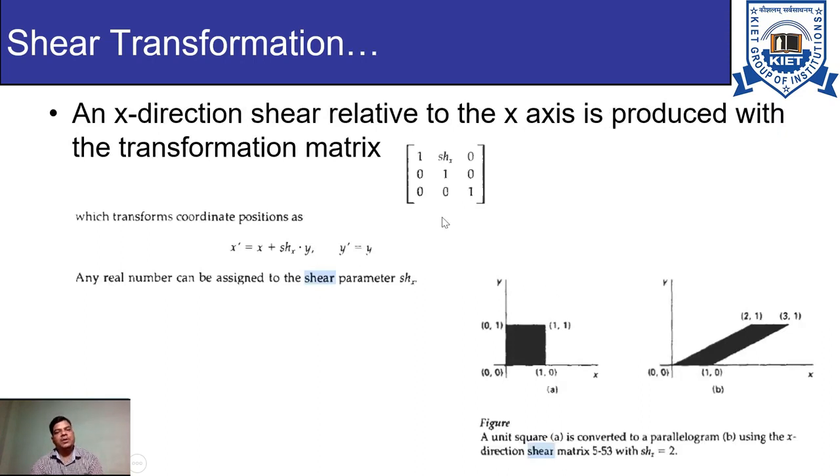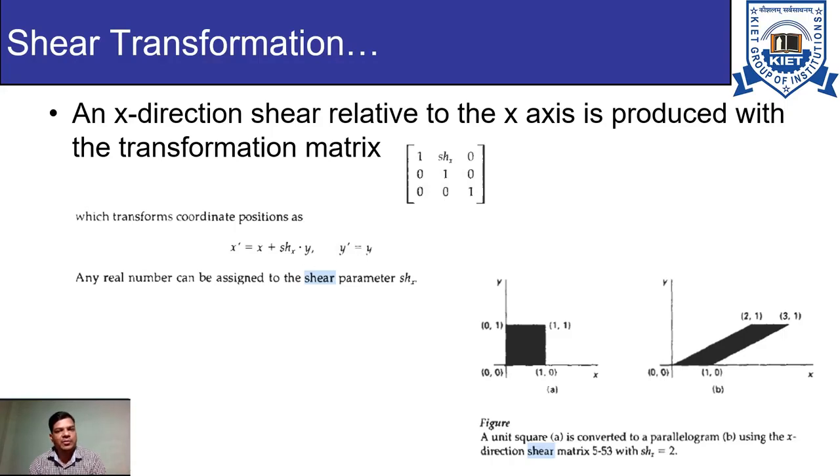So here is an example of x direction shear. An x direction shear relative to the x-axis is produced with the transformation matrix, which is [1 shx 0; 0 1 0; 0 0 1]. Or we can write it in equation form as x' equals x plus shx times y, and y' equals y.